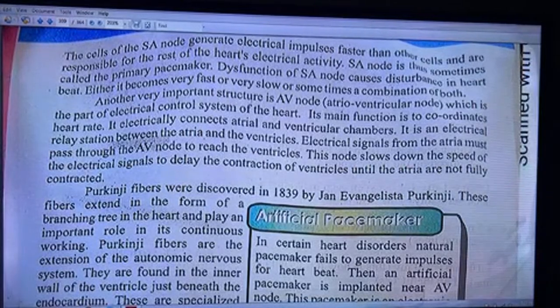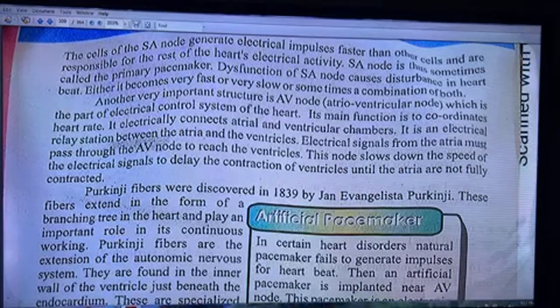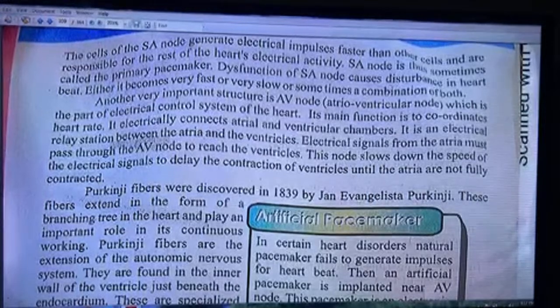called the primary pacemaker. Dysfunction of the SA node causes disturbance in heartbeat, which becomes either very fast or very slow, or sometimes a combination of both. Another very important structure is the AV node, the atrioventricular node, which is part of the electrical control system of the heart. Its main function is to coordinate heart rate and electrically connect the atrial and ventricular chambers.